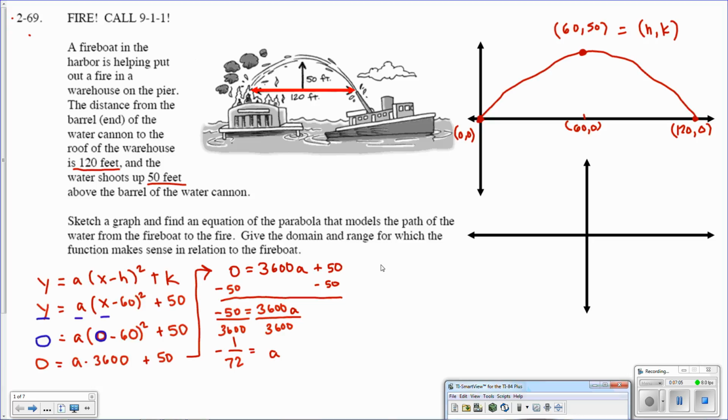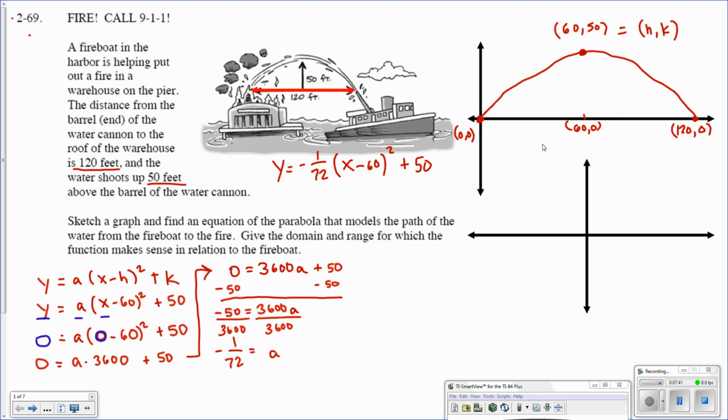So right now we are looking at the function, I'll write it up here so you can see it, y equals our a value, which is negative 1 over 72, times the quantity of x minus 60 squared plus 50. That is our first equation. To check it, graph it, and make sure it still goes through those two x-intercept points.